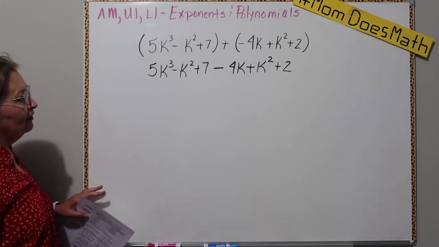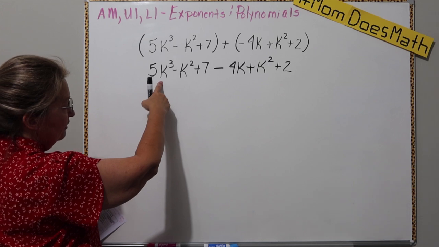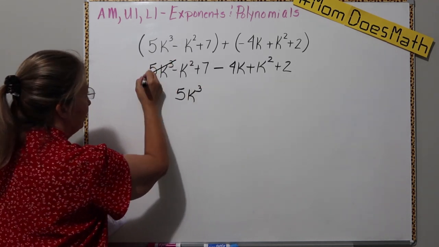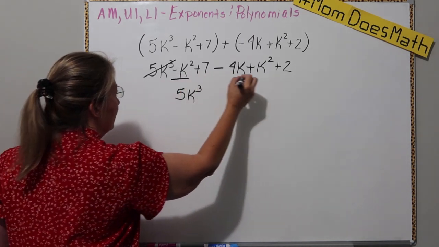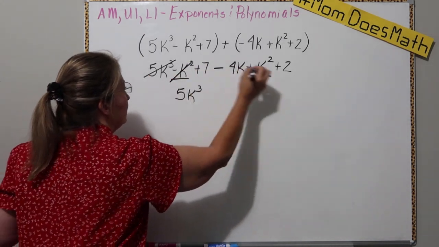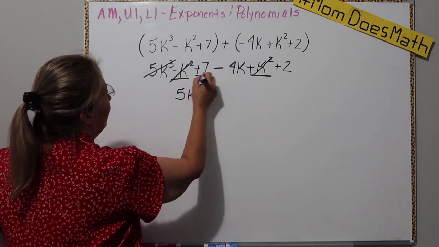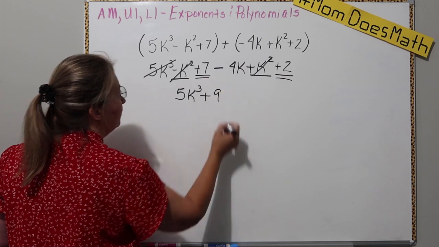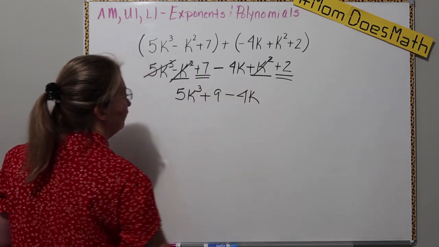All right. Now let's combine terms. Do I have anything that combines with 5k to the third? No, it's going to stay just like it is. All right. My k squared. I have a minus k squared and a plus k squared. So they're just going to cancel each other out. All right, next I have this plus 7 and plus 2. So that gives me plus 9. Then I have that minus 4k left over.